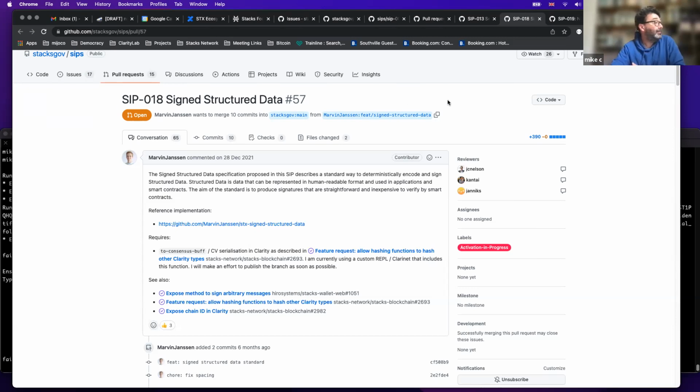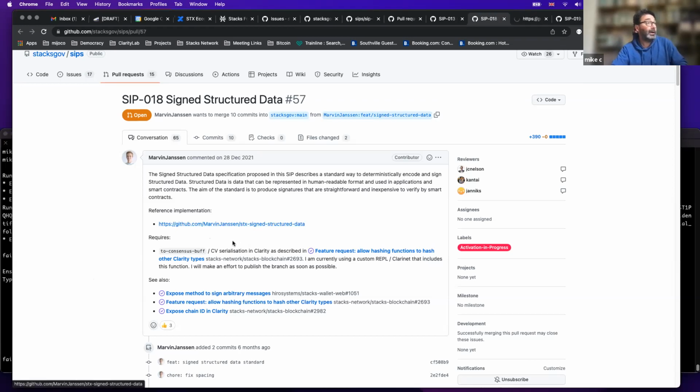Yeah, and then SIP 18 is for signed structured data. So again, this is equivalent to a SIP on the Ethereum blockchain, which allows the user to get a message signed by the wallet, by MetaMask or whatever. And this has got a ton of use cases.